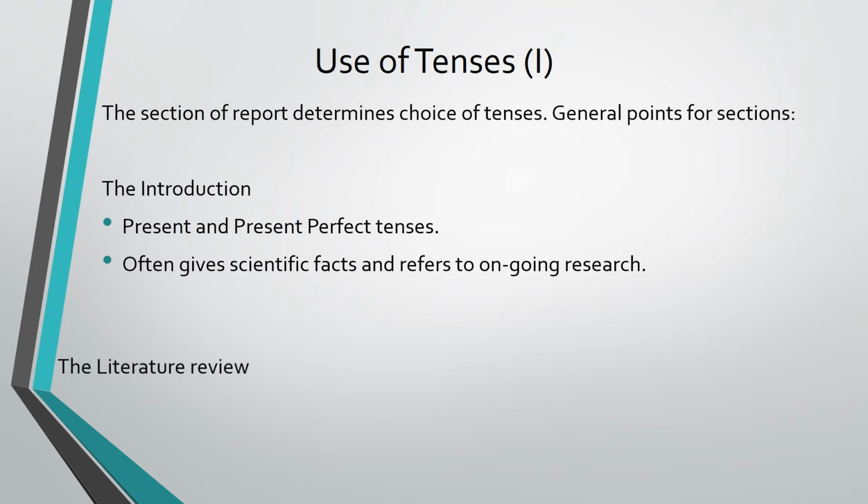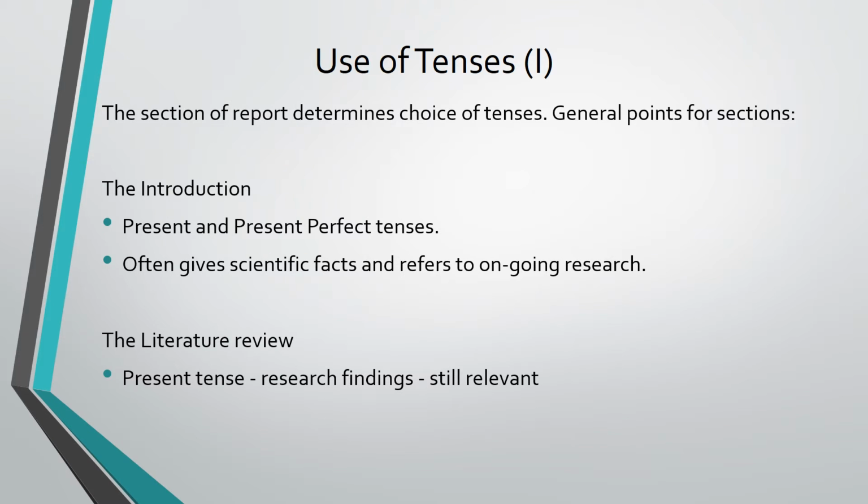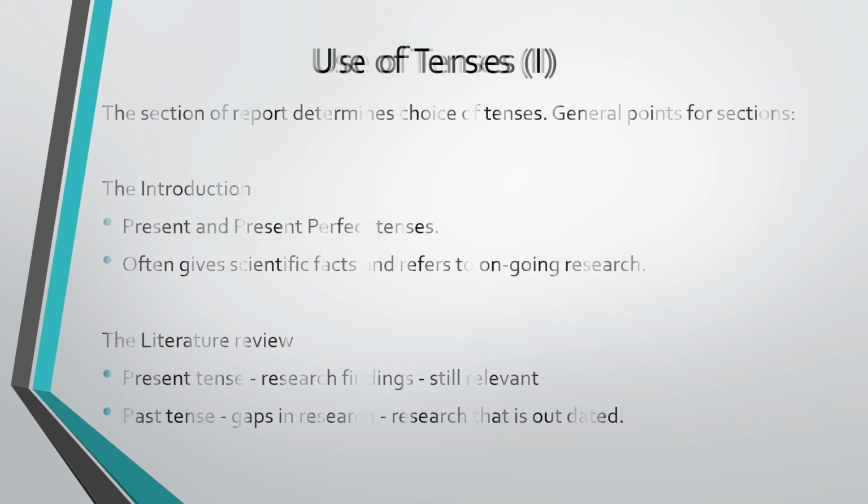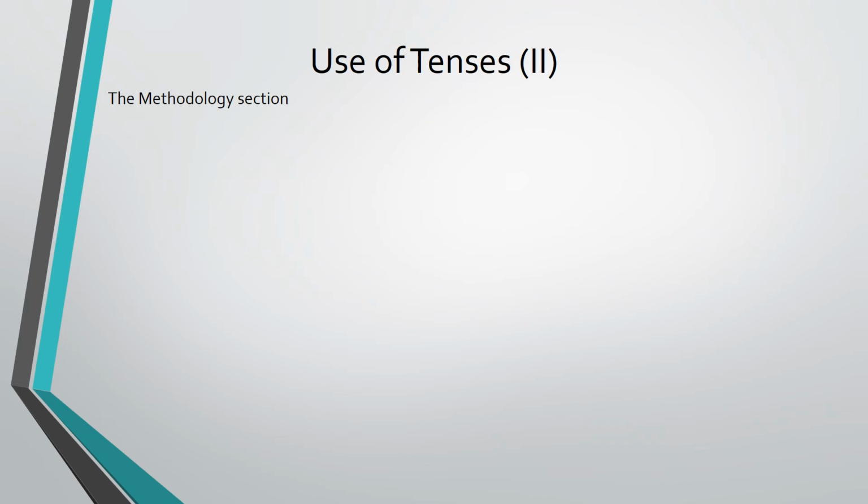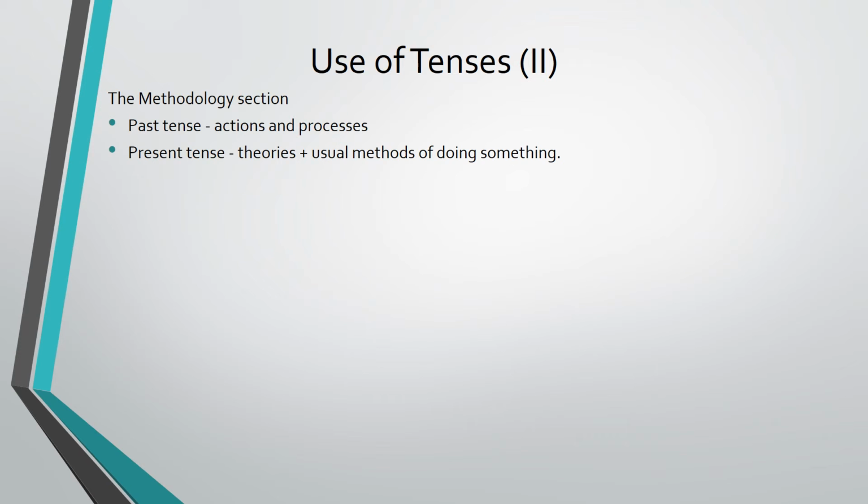The literature review uses present tense to refer to research findings that are still relevant and uses past tense to refer to gaps in research and research that is outdated and no longer relevant. The methodology section uses past tense to describe actions and processes. It uses present tense to describe theories and the usual methods of doing something.